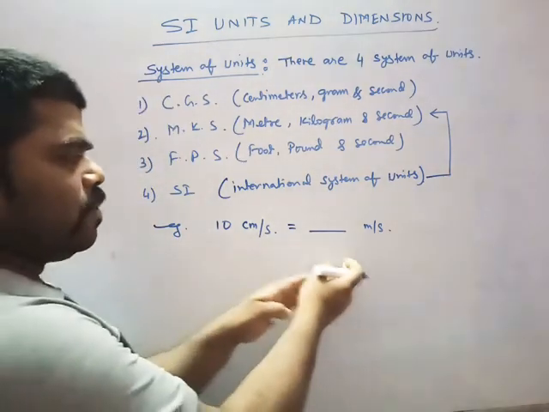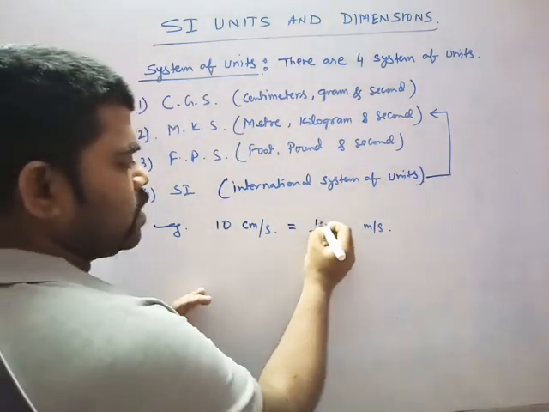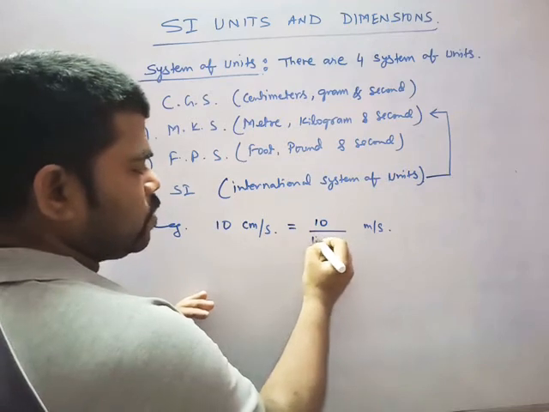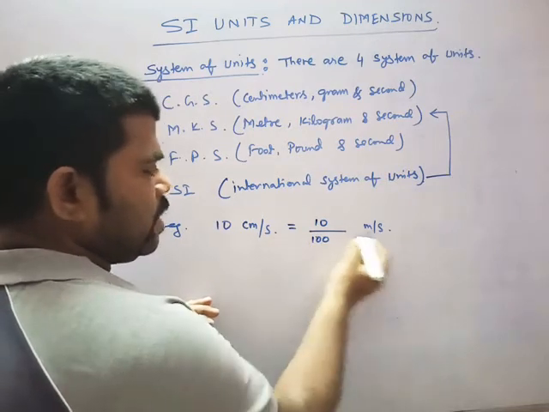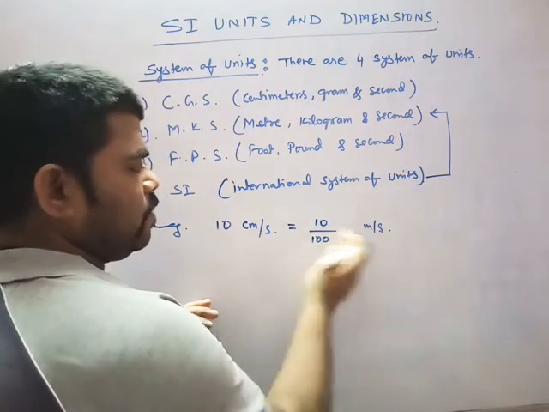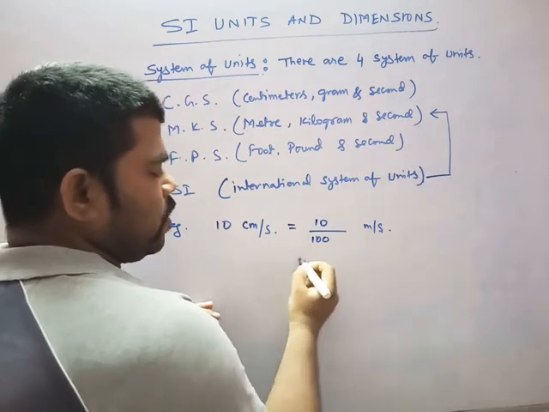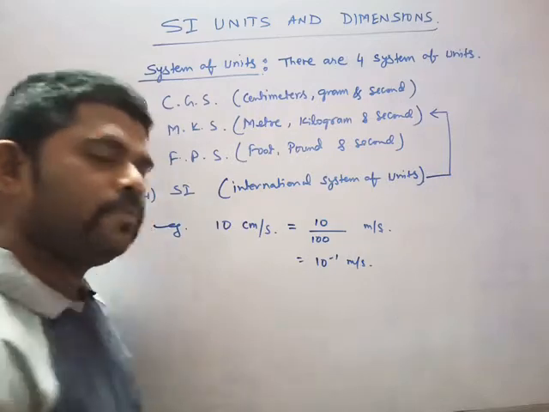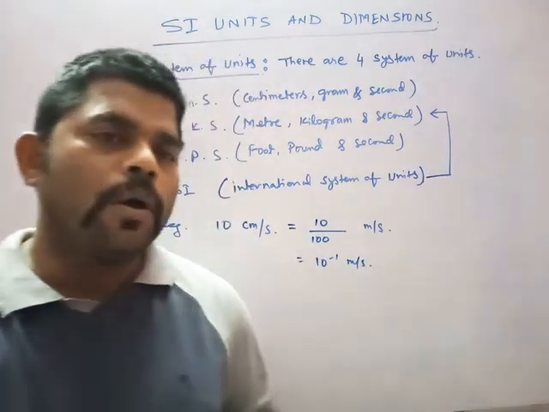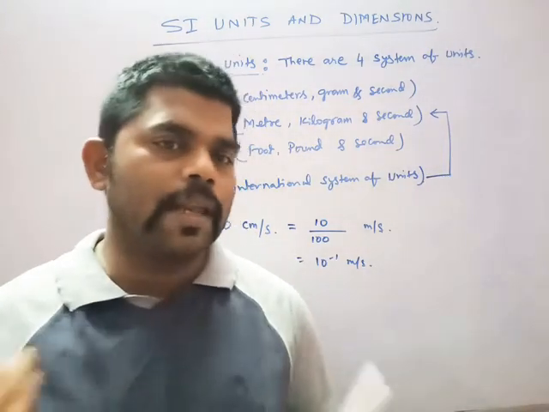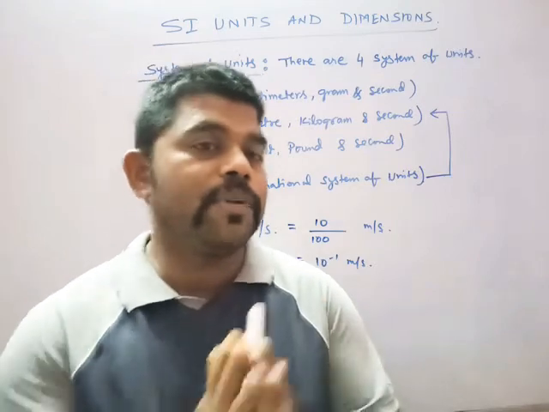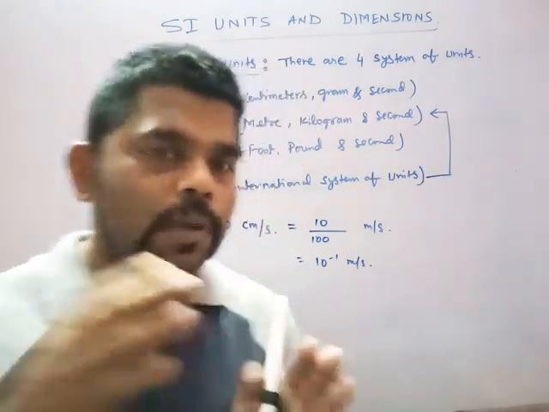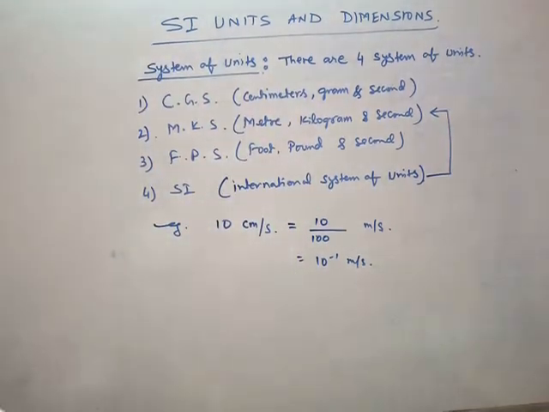So the conversion we can write as follows. This is 10 divided by, for meter, 100. Seconds we can definitely cancel. So overall it is 10 to the power minus 1 meter per second. This is a simple way to convert, or there is one more way, and that is with the help of dimensional analysis. So we'll do that later on.